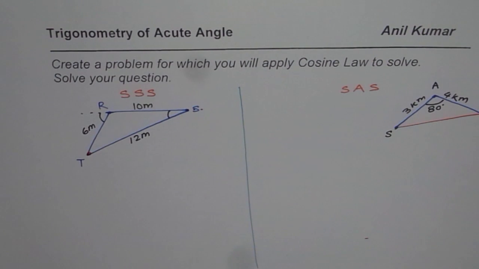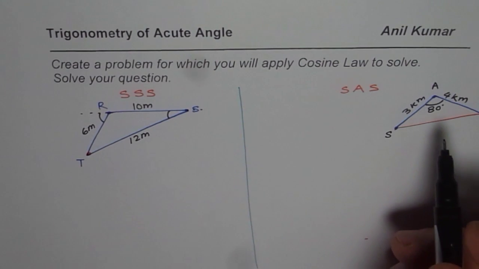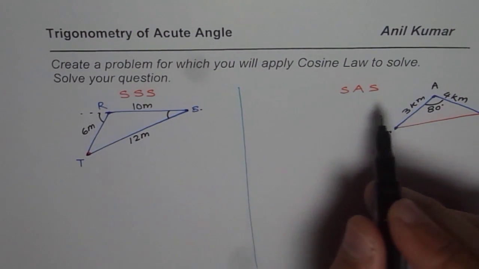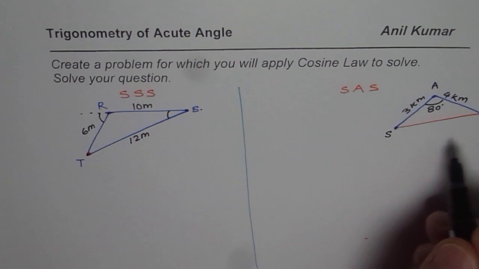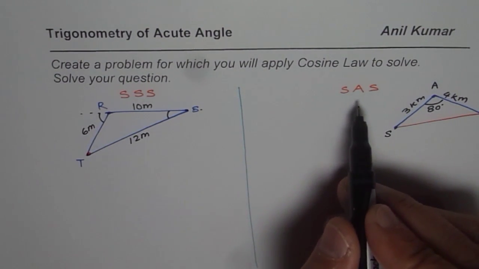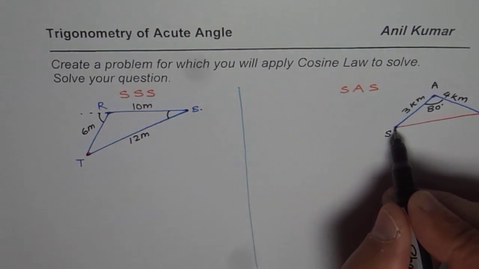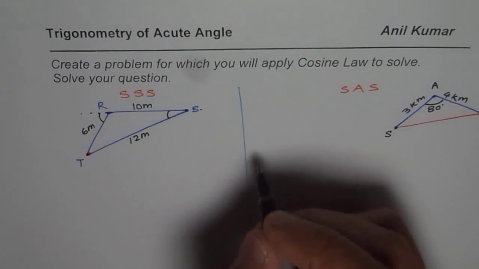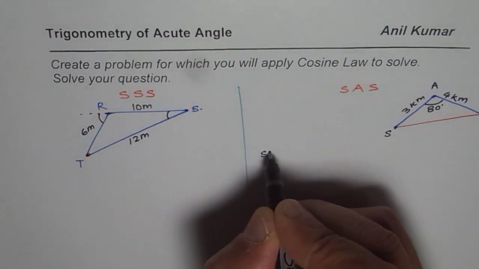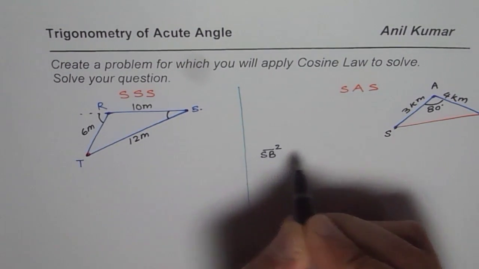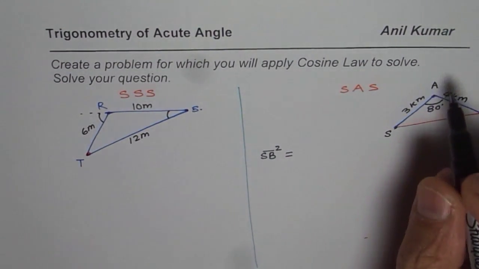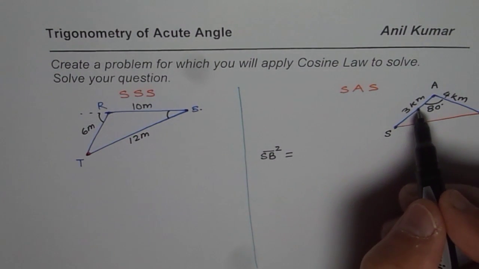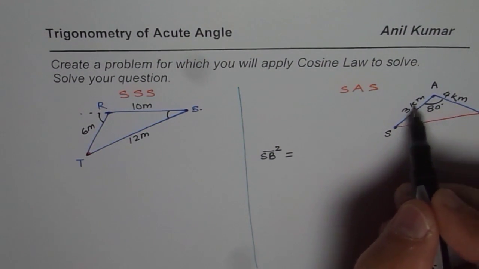So likewise, you can have many applications where cosine law will be applied to solve, correct? So let's begin by solving them one by one. We have two different kinds of formulas, and I'll use both to solve. Let's begin with side, angle, side, and we need to find the side SB. So as you know, side SB square, I mean this length square, is equal to, application of the formula is like this. We are given these two sides and the angle.